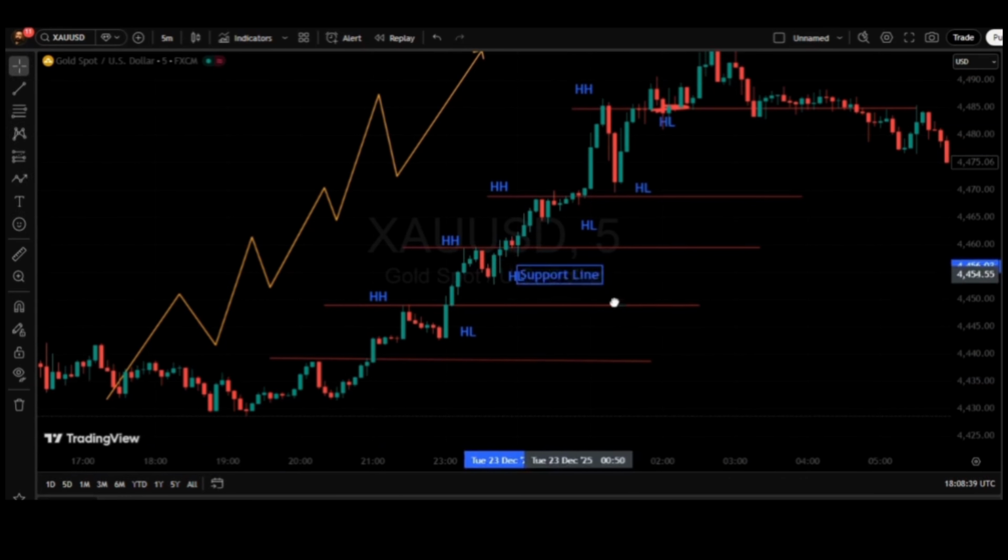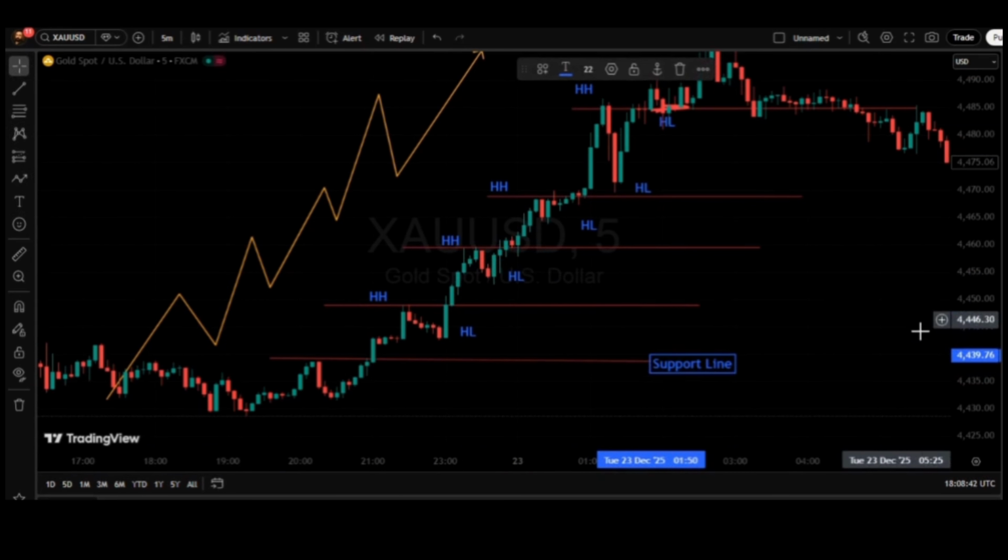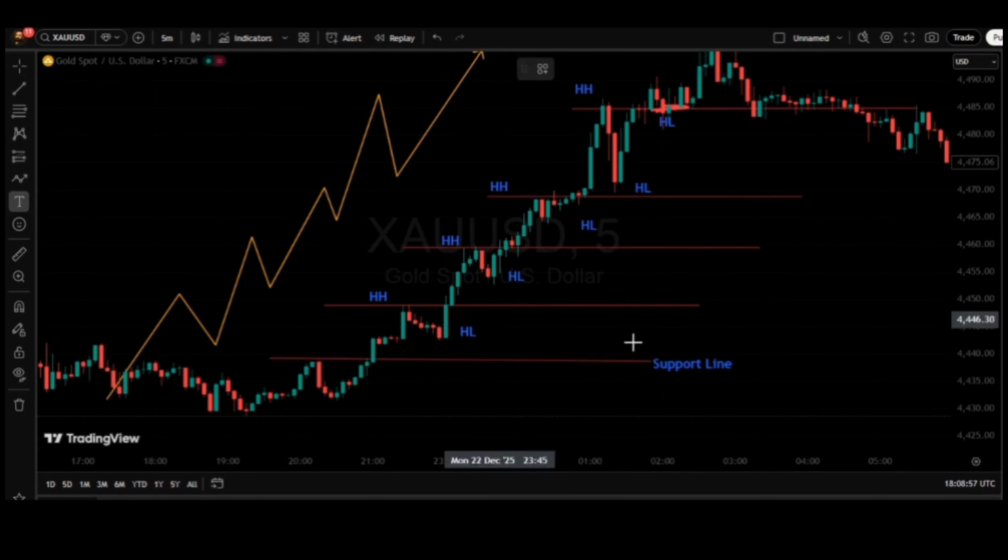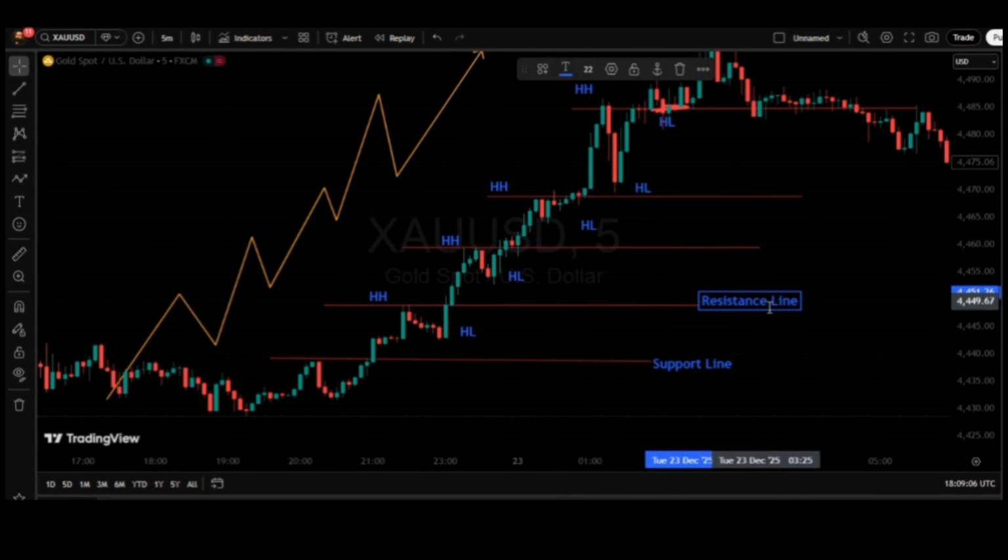We call it support or the support line, and the lines that are above the price, we call them resistance lines. After these significant lines are decisively broken, resistance lines will typically transform into support lines. However, for the purposes of this video, we are not going to be dealing with these transformations or their detailed implications at this moment.